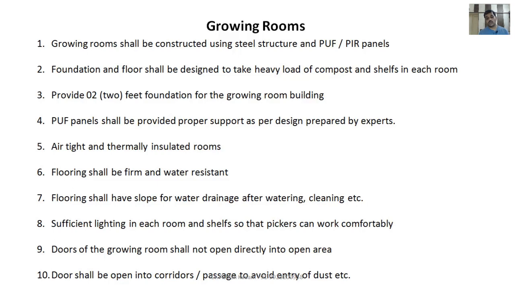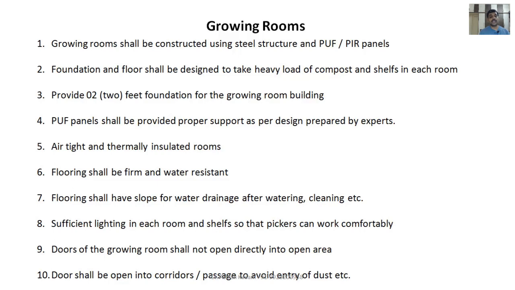Flooring shall have right slopes for water drainage, because you are spraying water for the cleaning and watering the beds, etc. Then sufficient lighting arrangements should be there. We have seen in the last video what level of lighting is required when you are operating in the growing area. If sufficient lighting is not there, then it will affect even the picking rate of your people working in the growing area during the harvesting time. So lighting should be proper so that the pickers can work comfortably.